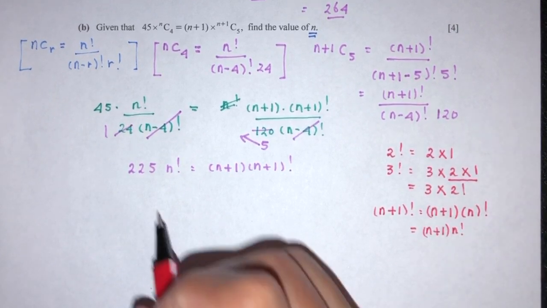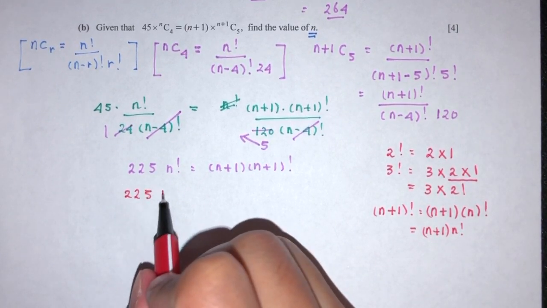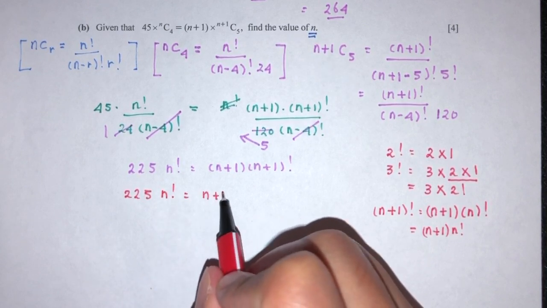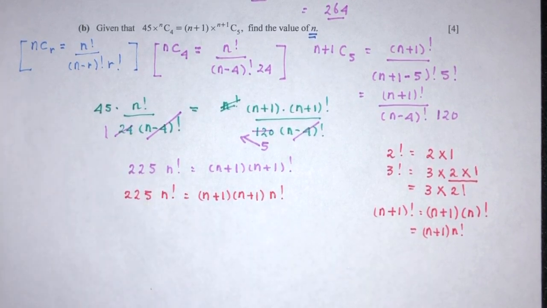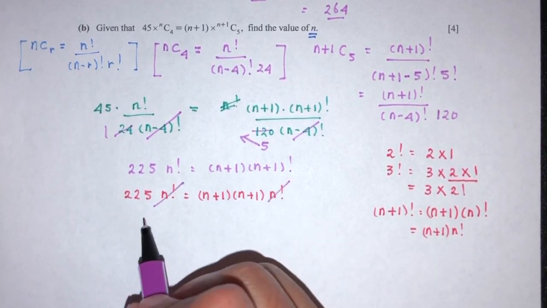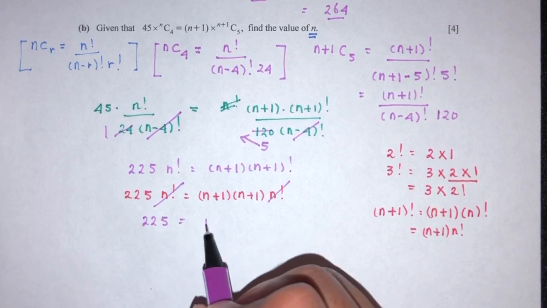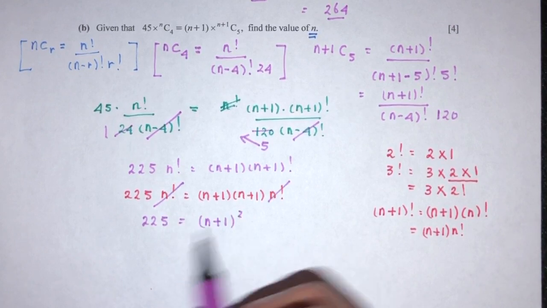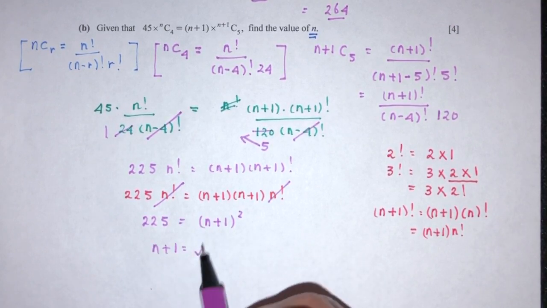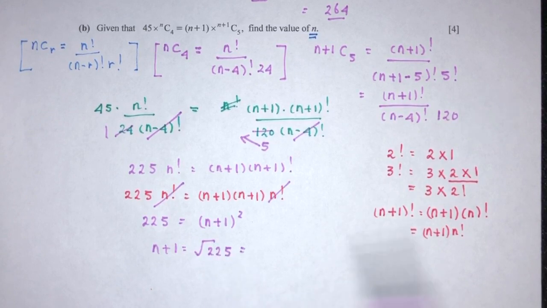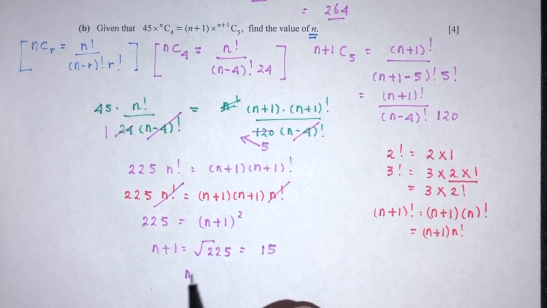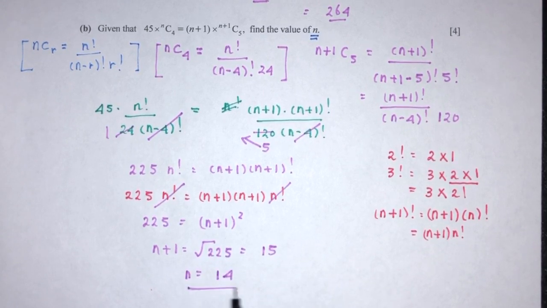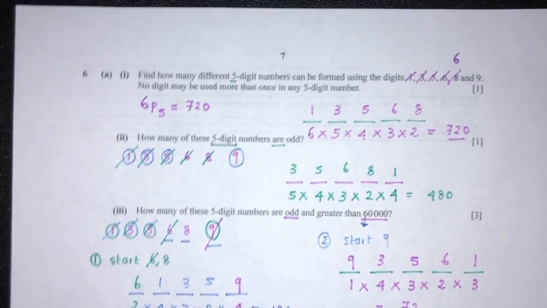So replace it back in your equation, that will be 225 n factorial equals n plus 1 times n plus 1 times n factorial. Now this and this will cancel out, obviously. Here you will have 225. This will be n plus 1 squared. N plus 1 will be the root of 225. That will be what? 15. Here you go. N will be the value of 14. Okay, and that will be your answer to part B of question number 6.